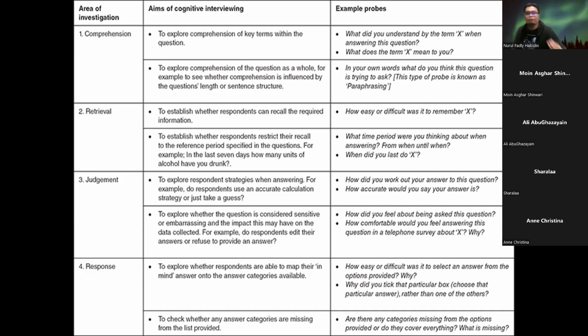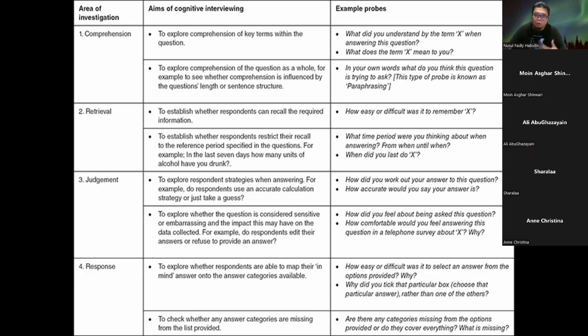Okay, number 2 is retrieval. Retrieval means that in the cognitive interview, you investigate retrieval to establish whether the respondent can recall the required information, and whether the respondent restricts their recall to the reference period specified in the question. For example, in the last 7 days, how many units of alcohol have you drunk? How easy or difficult was it to remember X? What time period were you thinking about when answering? From when until when? When did you last do X? So you start with retrieval.